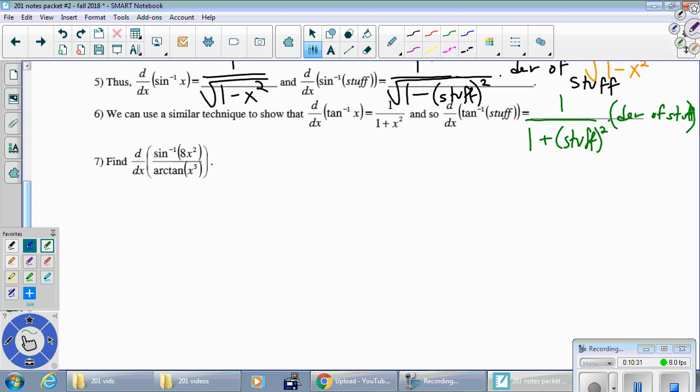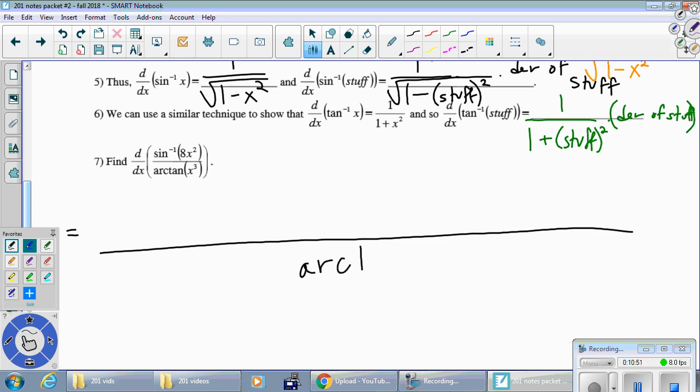Okay, so let's put our new derivative rules to use here in number 7, finding the derivative of inverse sine of 8x squared over arctan of x cubed. First and foremost, this is a quotient of two functions of x, so we must use the quotient rule. So here we go. Big fraction, denominator gets squared, we'll start there. Be really careful here, it's not x cubed that's getting squared, it's the entire denominator, it's the arctan that's getting squared.